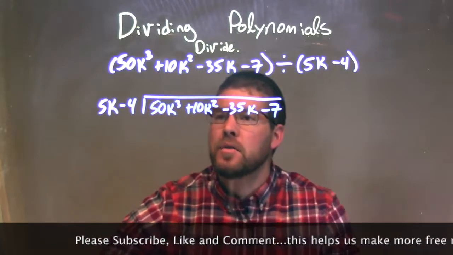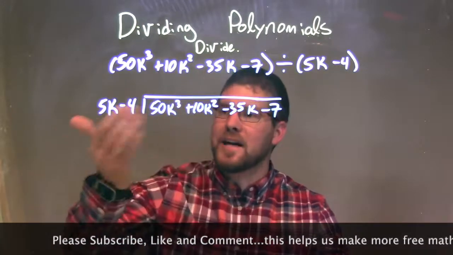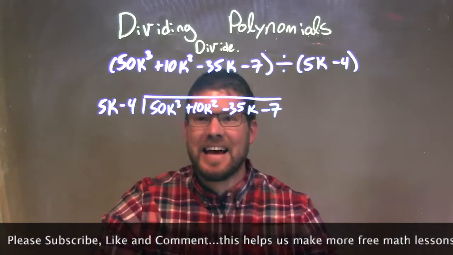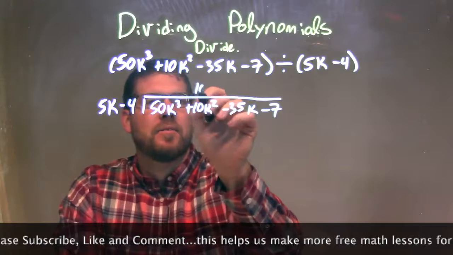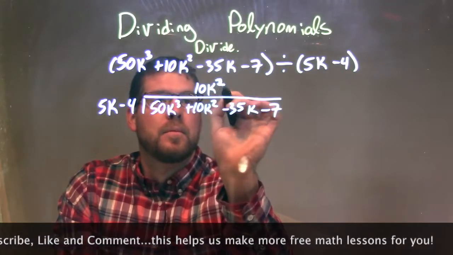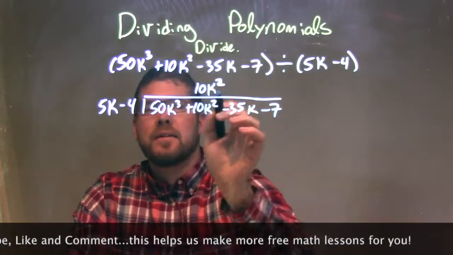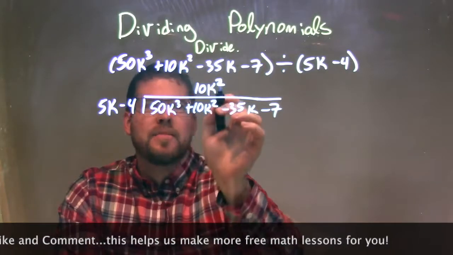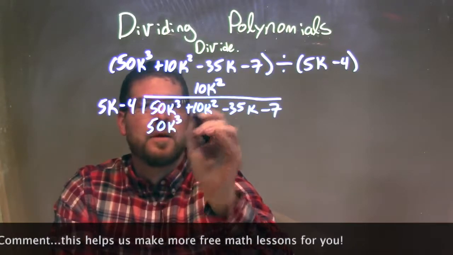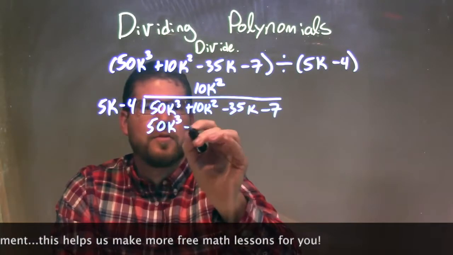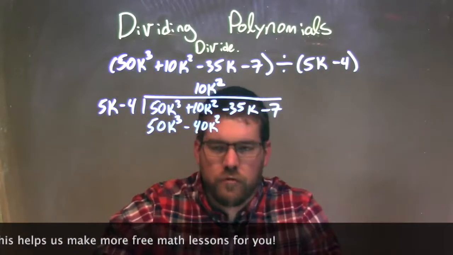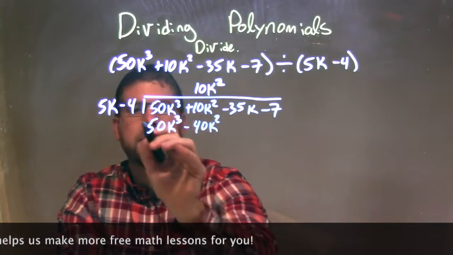Okay? So now I'm going to ask the question, what times 5k gives me 50k to the third? And that's just a 10k squared. So 10k squared, ironically, it's the same thing right there. 10k squared times 5k is a 50k to the third. And then 10k squared times a minus 4 is a minus 40k squared. Don't let the larger numbers fool you. It's the same process as every other time.